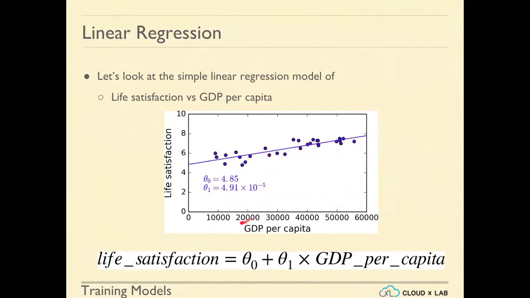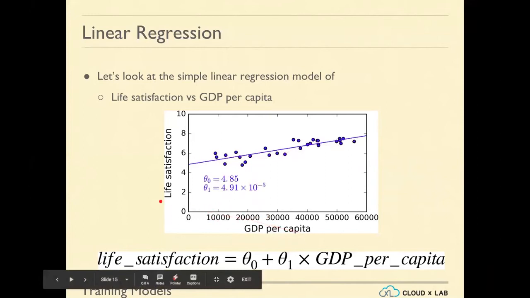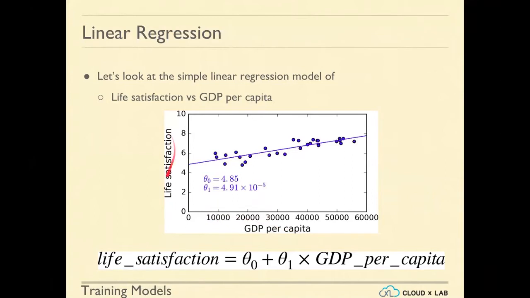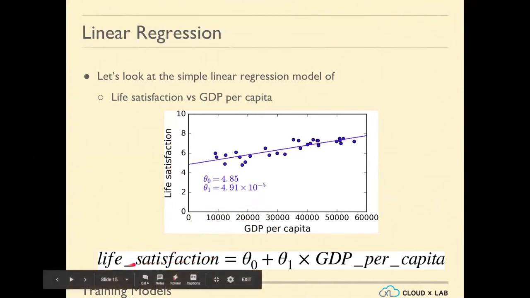As you can see, roughly when GDP is increasing, the life satisfaction seems to increase, correct? And let's say we come up with some equation like life satisfaction equals theta naught plus theta 1 into GDP per capita.